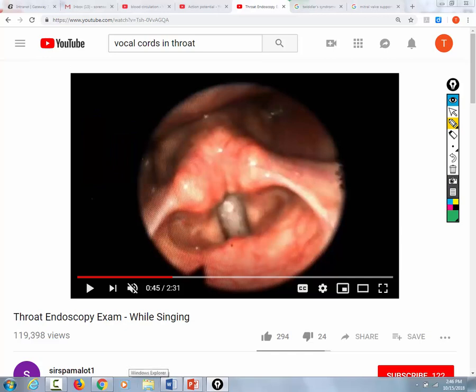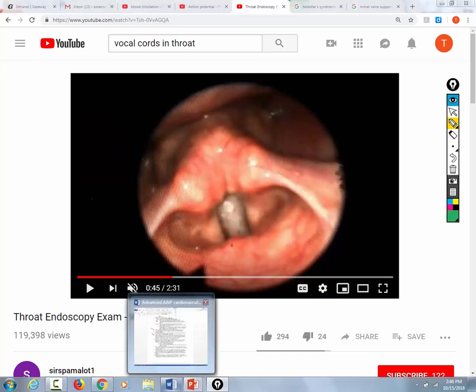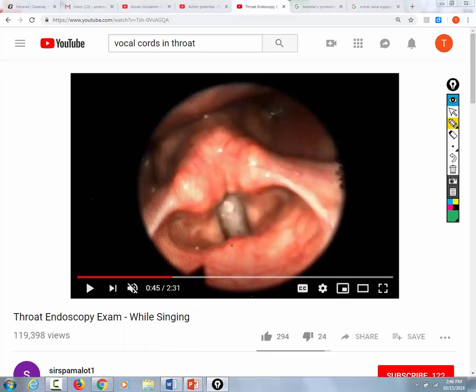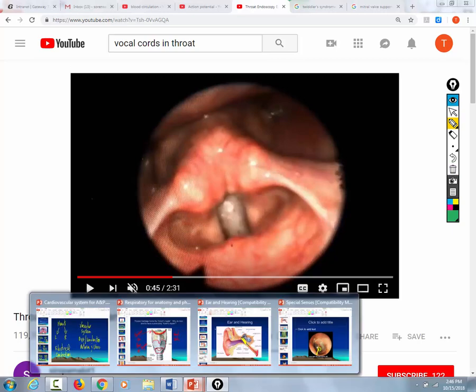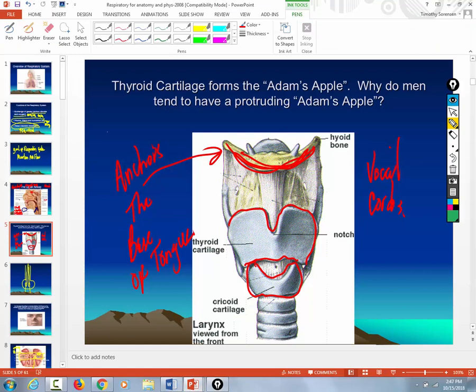Remember, the opening between the vocal cords is called the glottis, and then that connective tissue that covers the larynx when you're eating, that's the epiglottis. All right. And then you should know the 3 structures that make up your larynx.